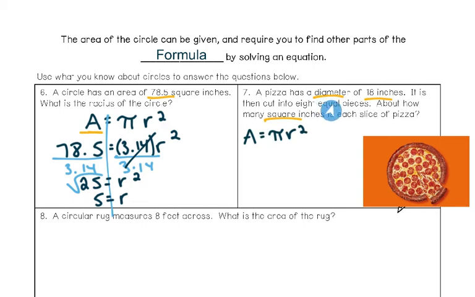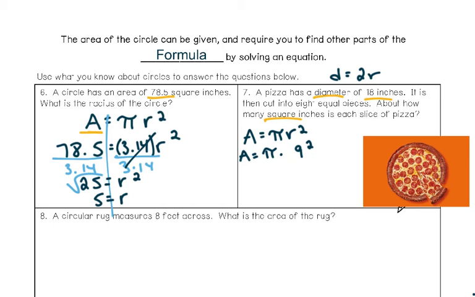I'm given a diameter, or a D. I'm not given an R. So you need to remember that the diameter is double the radius. If the diameter is 18, then the radius would be half of that. So half of 18 is 9. So instead of writing an R, I'm going to plug in the value of 9 for the radius. If the diameter is 18, the radius is 9.